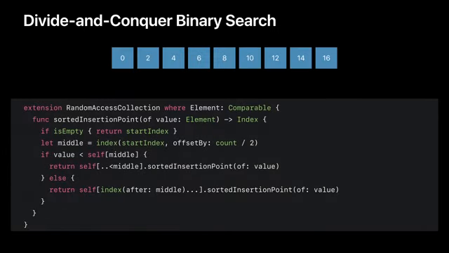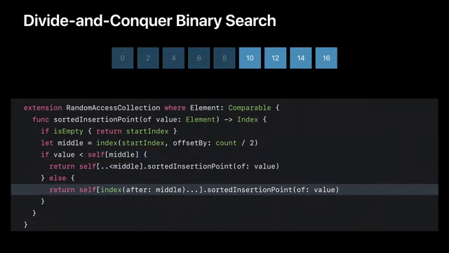The first thing we need to do is find the index of the middle element, which we can do using random access collection's index offset by function. Next, we check whether our value comes before the middle element, so we know which half of the collection contains our insertion point. Now, in our example, the value to insert is greater than the middle element, so we take a slice of the collection from the index after the middle all the way until the end, and recursively call sorted insertion point of on that slice. This is common of divide and conquer algorithms, where you reduce the problem space and then recurse.